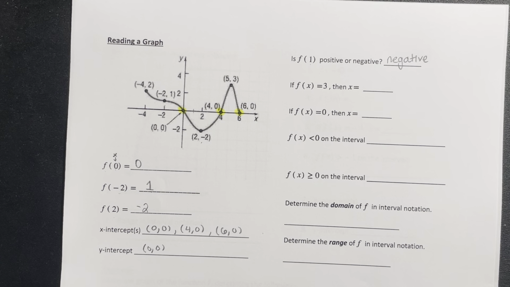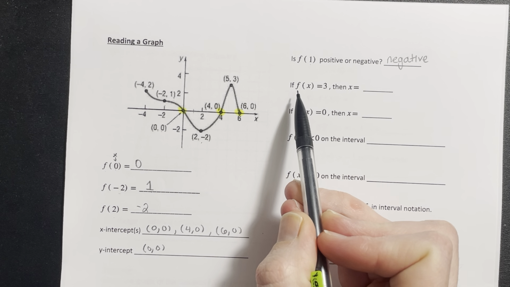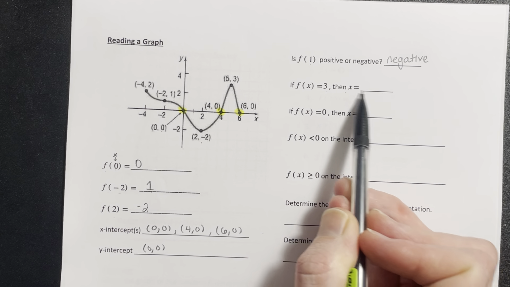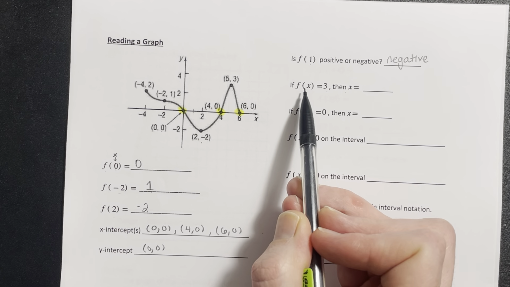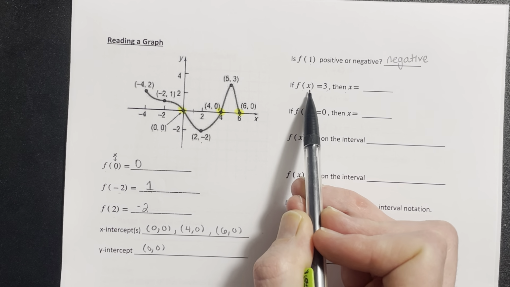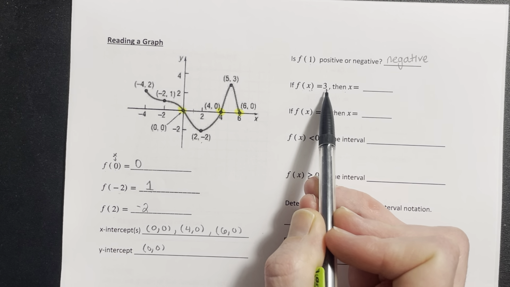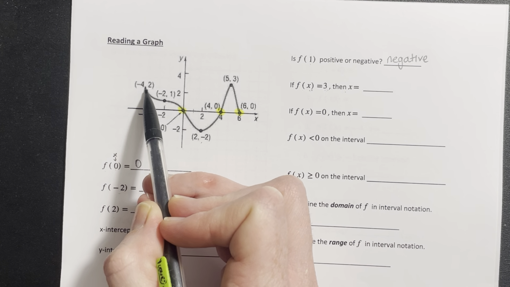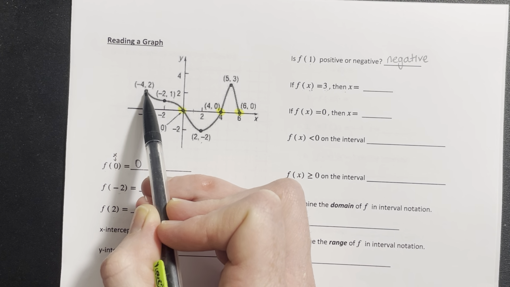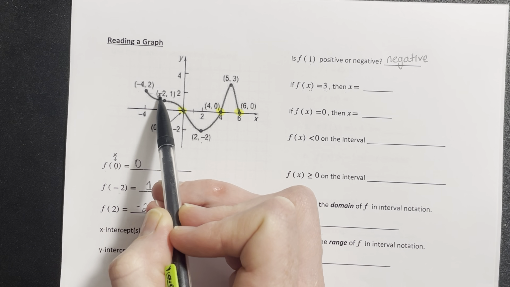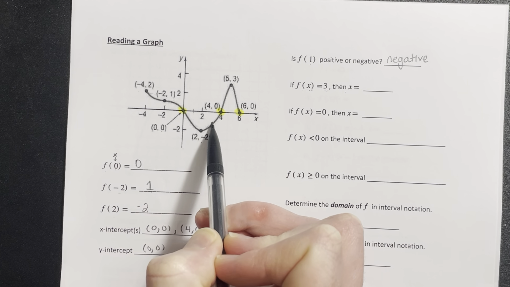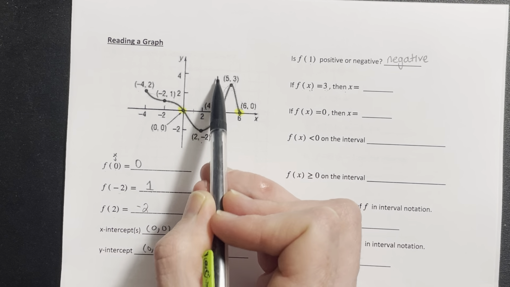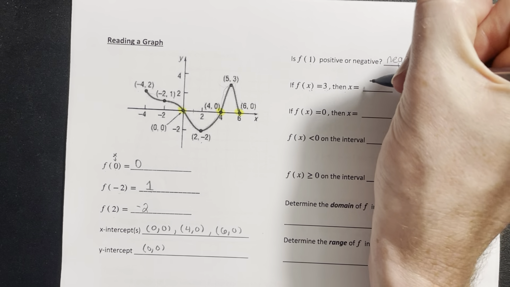All right, notice the difference here in the next question. It says, if f of x is equal to 3, then x is equal to something. So it's really asking when the output is 3, what x value makes the function equal to 3. So I'm going to look across the graph. Here, the output is positive 2 when x is negative 4, and we start to decrease, and then it starts to increase again. The function does eventually reach positive 3, and that happens when x is 5.